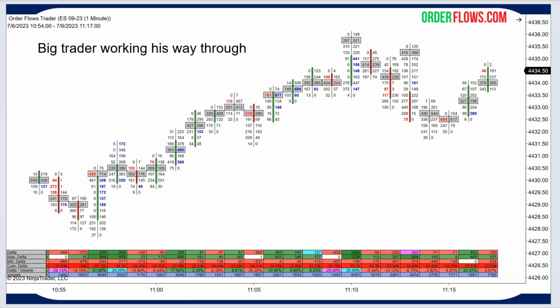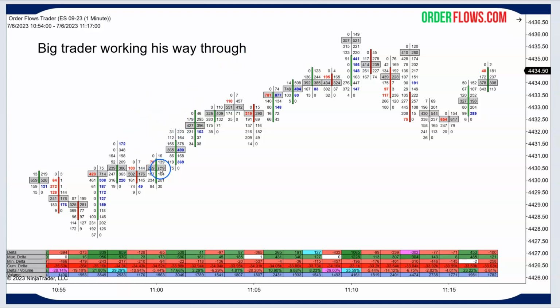All right. So, if you're looking at a footprint chart, you can see when a big order is being worked through the market, and there are several clues. Obviously, you have pieces of order flow such as delta imbalances and points of control, as well as the volume that's being traded on the bid, the volume that's being traded on the offer.